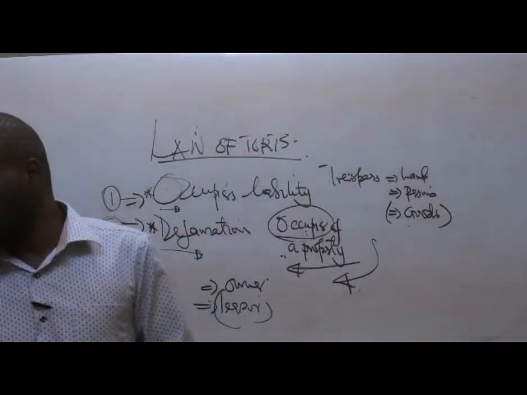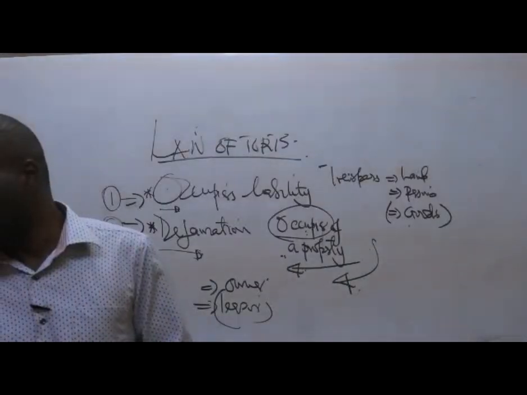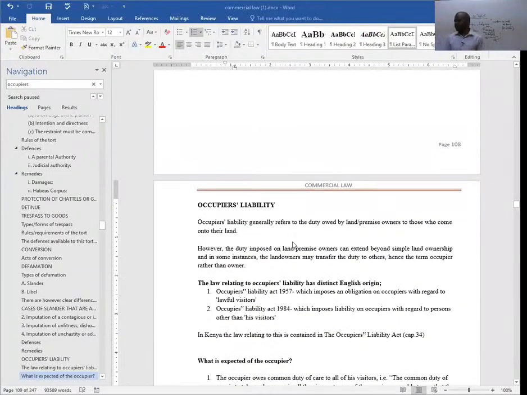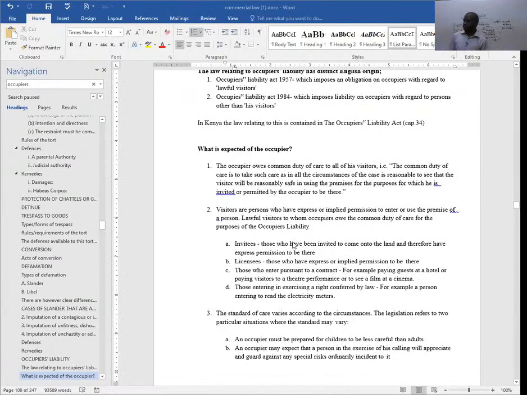So in short, let me just share. Occupiers liability generally refers to the duty owed by land or premise owners to those who come onto their land. That is the duty expected of a person occupying land or a particular premise. What are the expectations? The occupier owes a common duty of care to all his visitors, that is, all the visitors coming to that supermarket or premise. He has a duty of care to ensure their safety.